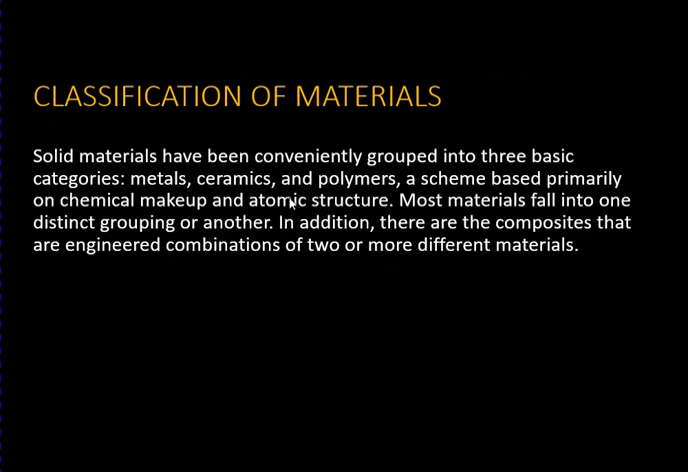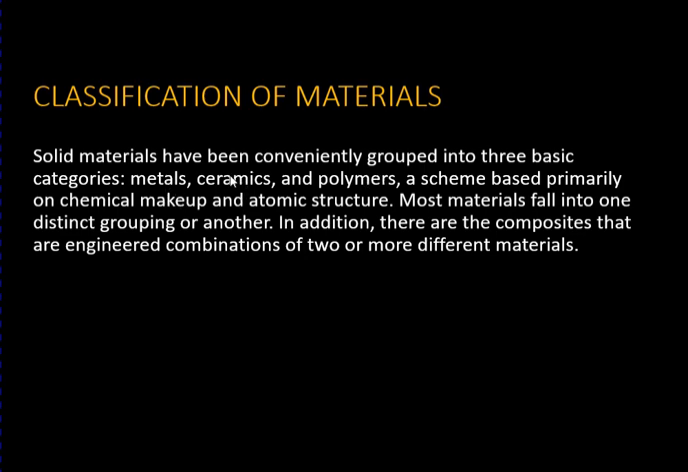All right. Classification of material. Solid materials have been conveniently grouped into three basic categories: metals, ceramics, and polymers. Though there are other classifications, the major classification of material is metals, ceramics, and polymers. Now, a scheme based primarily on chemical makeup and atomic structure. So all this scheme of classification is based on the chemical makeup and atomic structure of the material. That's why we have it classified into metals, ceramics, and polymers.